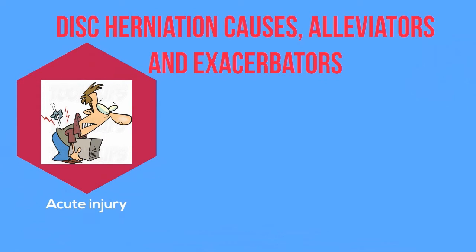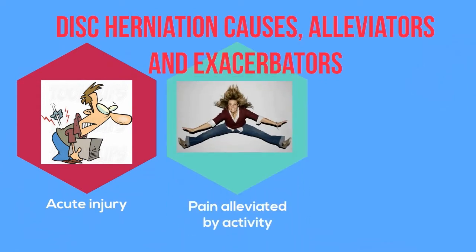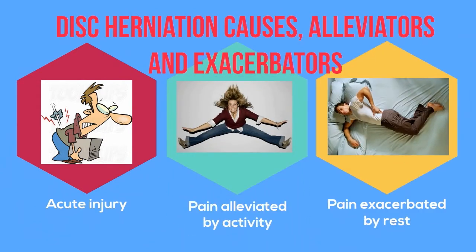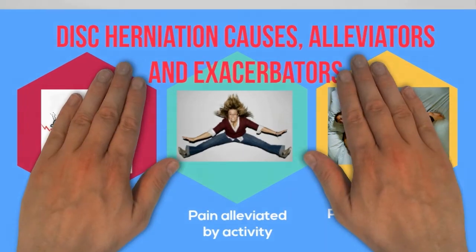So what causes the disc to herniate? It may start after acute injury, such as lifting a heavy box. It may also be aggravated by anything causing increased intrathecal pressure, like coughing. Paresthesia is also suggestive of a disc herniation. Activity may ease the pain and rest does not.